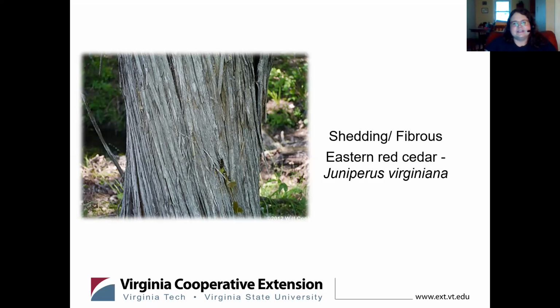Our native eastern red cedar, Juniperus virginiana, which is actually a juniper. You can see these long strips falling off. It is a conifer, and this is what they would consider shedding fibrous bark right here. Quite dramatic. Some people consider them kind of trash trees, but I like red cedar.